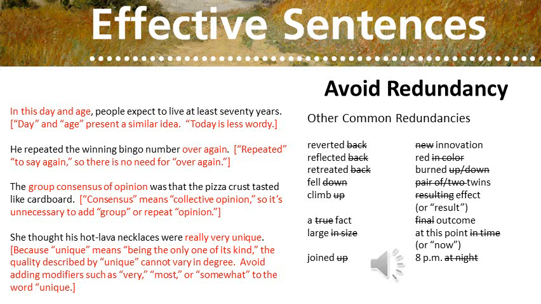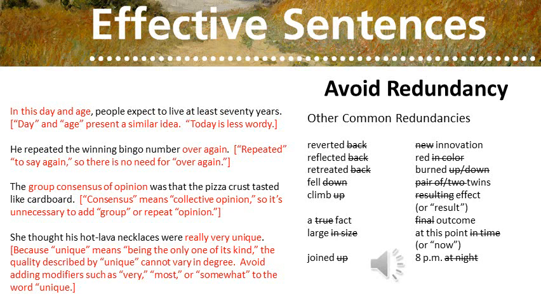Okay. Now then, other common redundancies you can see here. To revert back, it's just revert. That's all it means. Reflected back is reflected. Retreated back, retreated. Fell down. If you fall, you can only fall down. Climb up, you can only climb up. A true fact is always going to be a true fact, so you don't need to say a true fact. There's no such thing as a false fact. Large in size, that is already implied with the word large. Joined up, you don't need to say up, you just need to say joined. New innovation. An innovation is de facto new. Red in color. Well, can it be red in something else? No, it is a color, you don't need to say in color.